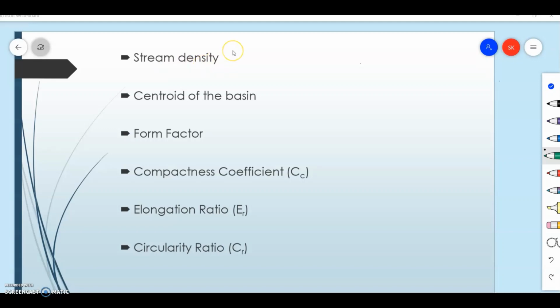So we can write the formula. Suppose Ds is the stream density. Then Ds is equal to Ns by A. What is meant by Ns? It is the number of streams of a given order. So if the order is 2 and the number of streams is, suppose, 5, divided by the total area. So this is the stream density. Basically, this is a number of streams, and the area is in square kilometers.